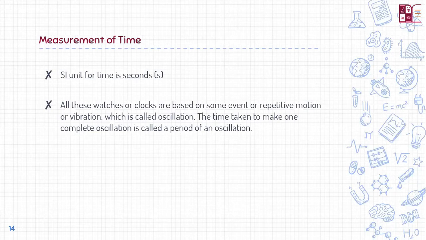Now, moving on to the measurement of time, the SI unit for time is seconds. Now, as we know, all of these watches or clocks are based on some event or some repetitive motion, vibration, which is called an oscillation. So the time taken to make one complete oscillation is called a period of an oscillation.